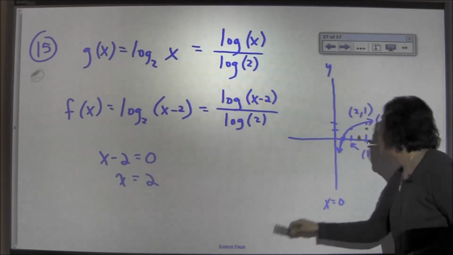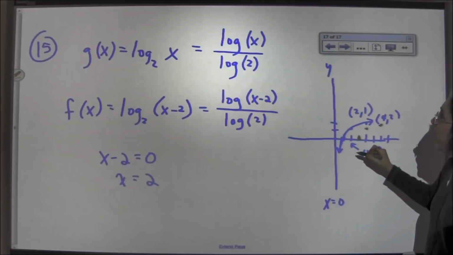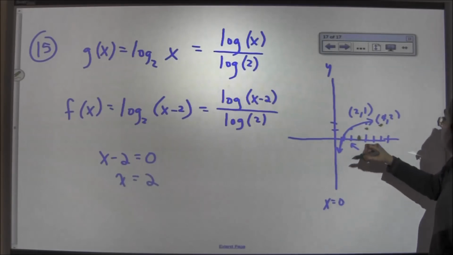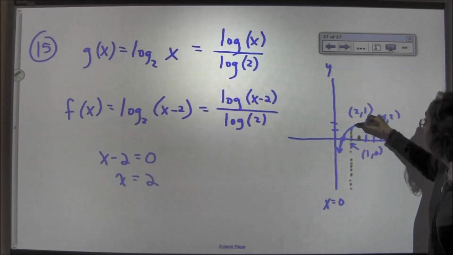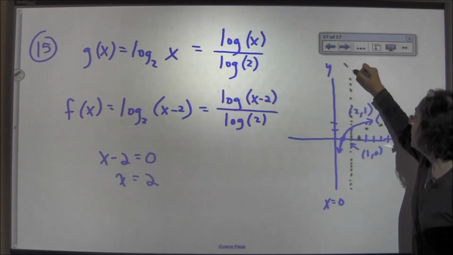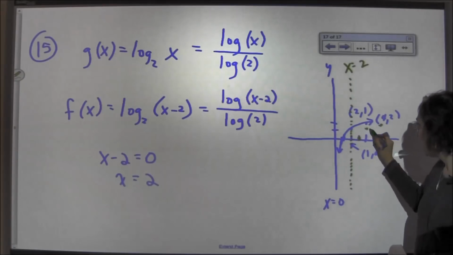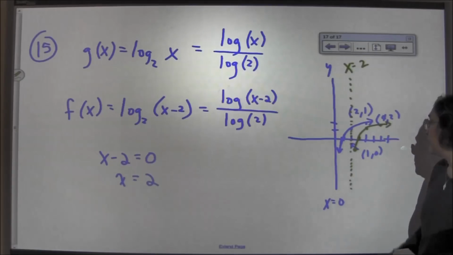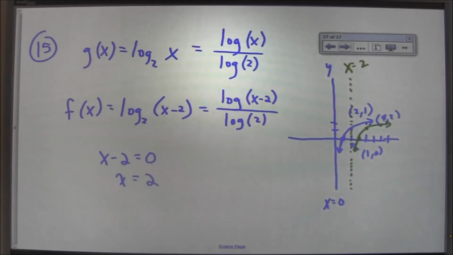4, 2 over 2. So that'd be at 6, 2. And I'm going to draw in x equals 2, which you'll need to do. So there's the asymptote for that function. So there's the second one. Question on that? No.